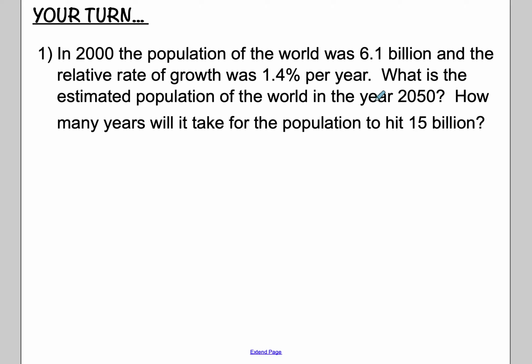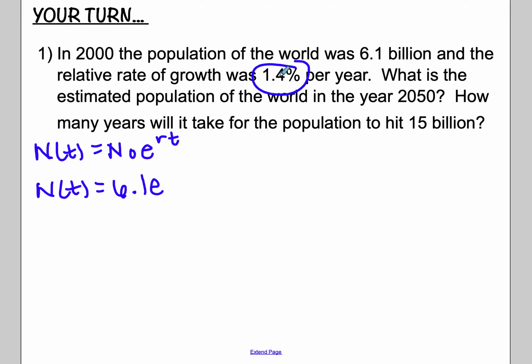What is the estimated population of the world in the year 2050? Okay, so we are growing, so then that is our N of t equals N sub 0 e to the rt. Okay, so I'm just going to write our general equation. N sub t equals, we are starting with 6.1 billion, so we can write 6.1 e to the relative growth rate. Just got to put it as a decimal. So move it over 2, so it'd be 0.014 t.